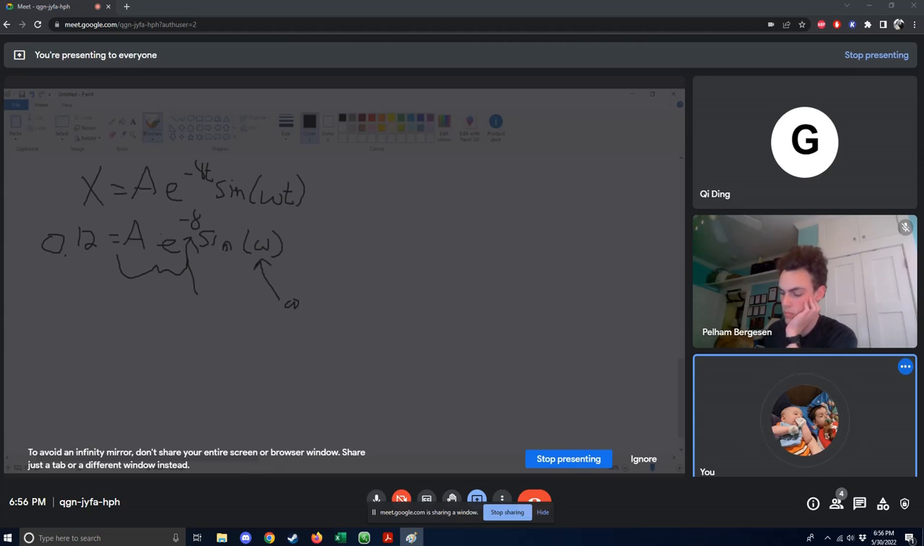Like I said, that first statement, that when t equals 0, x equals 0, is basically telling us, a, that we're using sine, not cosine, since it has to start at 0 rather than starting at a number, and b, that there's no phase shift.